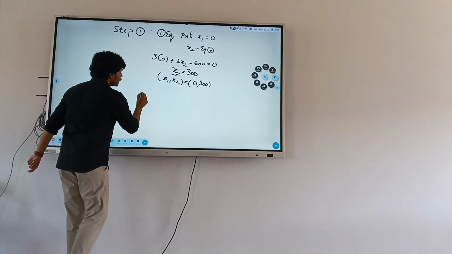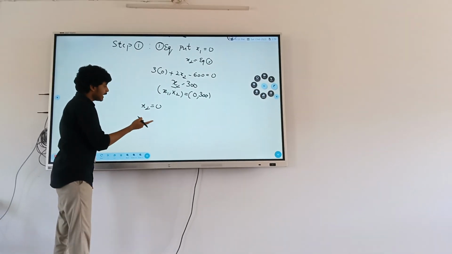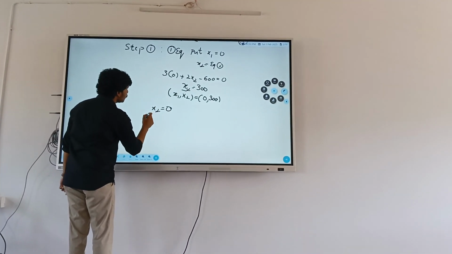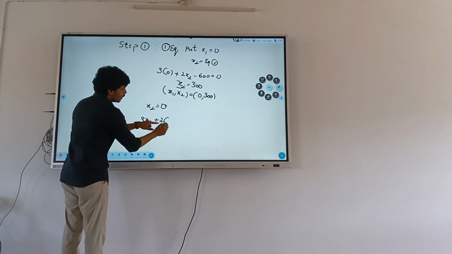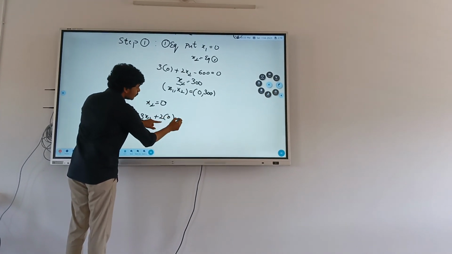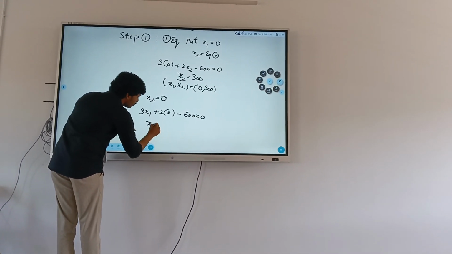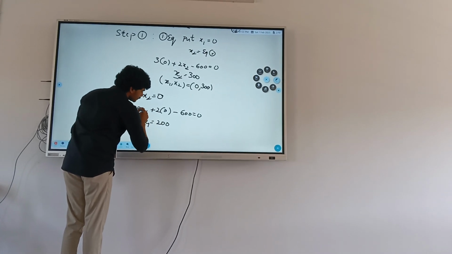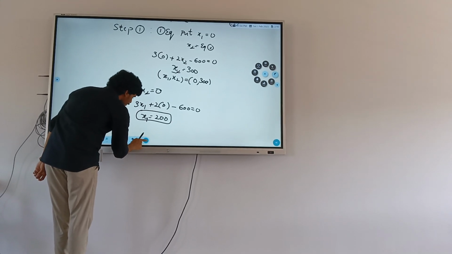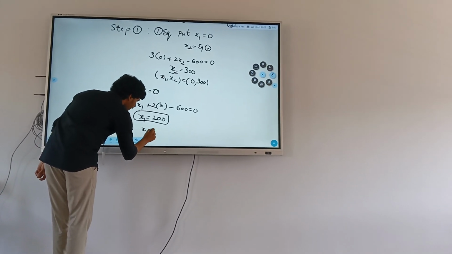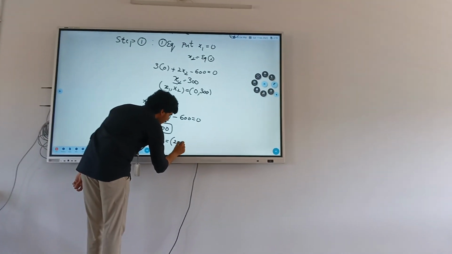If we assume that the x2 value is 0, we will find x1 from that. So 3x1 plus 2, we imagine x2 as 0, so the x1 value will be 200. The optimal points x1 comma x2 from this equation are 200 comma 0.